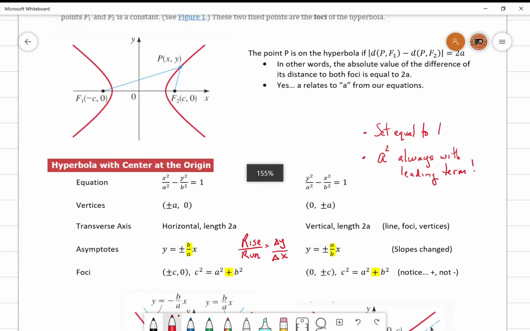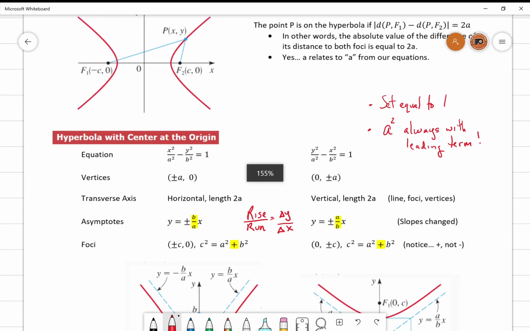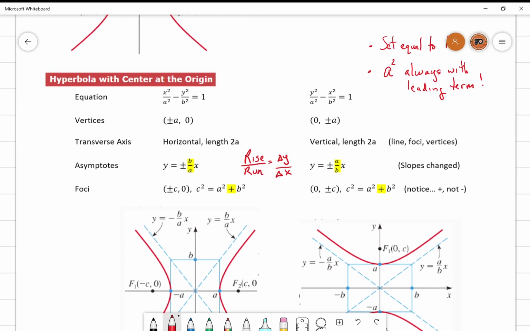So a couple things we have to keep in mind. We're always going to set it equal to 1 before we graph. And remember, a squared is always underneath your leading term. So let me get to the point. Here we go.